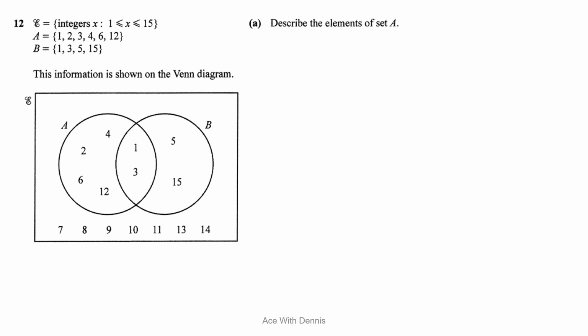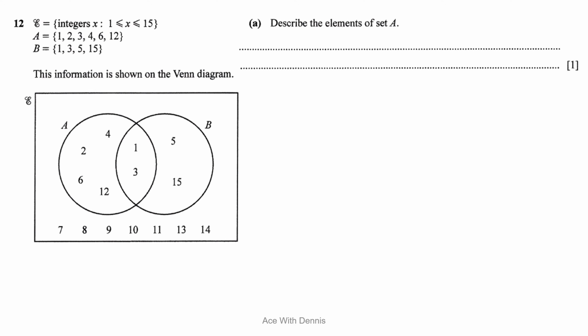A. Describe the elements of set A. 1 mark. So let's take a look at set A. The elements are 1, 2, 3, 4, 6, and 12. So what are these elements? Yes, they are the factors of 12. So the answer: the elements of set A are the factors of 12.